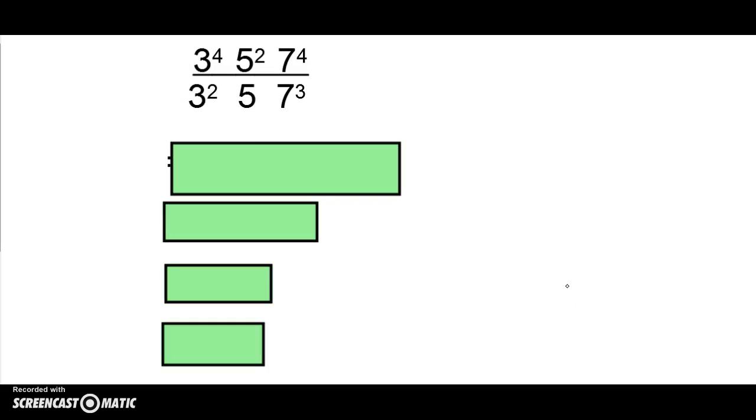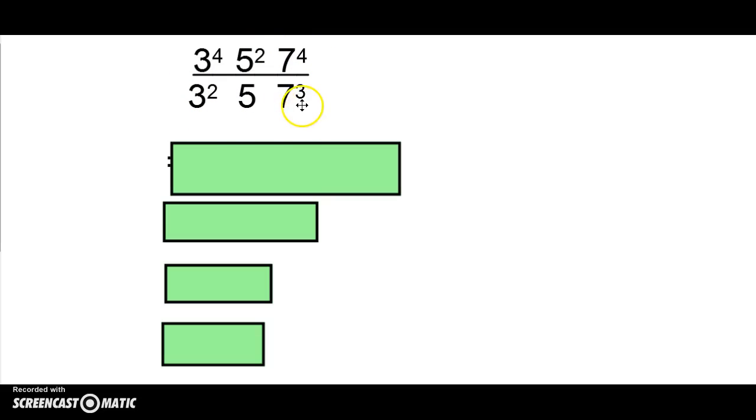All right, here we have 3 to the 4th times 5 squared times 7 to the 4th. So those are all multiplied together and then divided by 3 squared times 5 times 7 to the 3rd. Even though it doesn't look like there's a multiplication symbol in between each one, and you could put one in there, keep in mind that because they're all in the numerator together, you would first solve for the exponent, and then multiply each together, and then divide by the denominator.